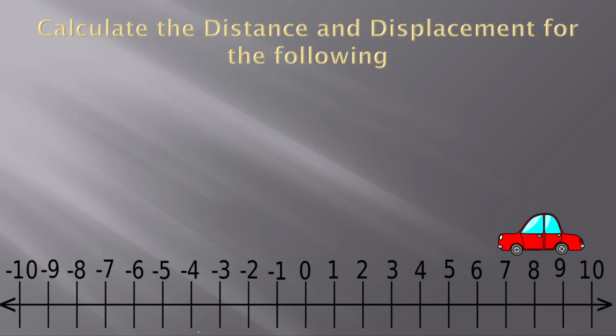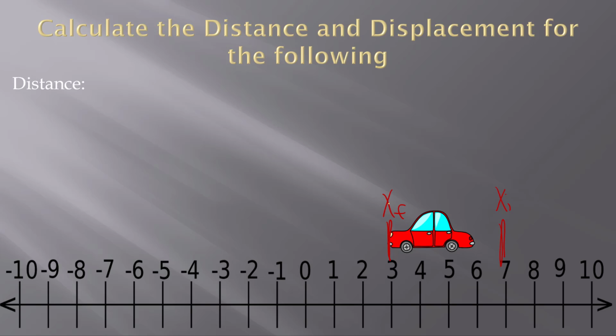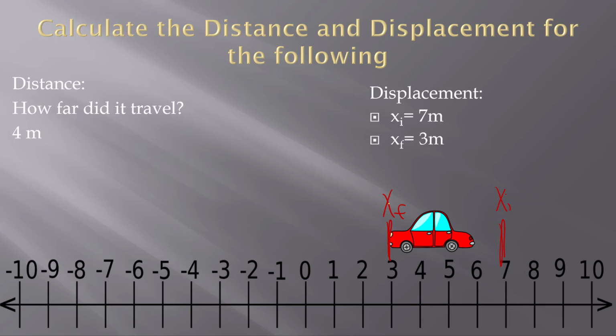Let's try this one. So we've got an initial position over here, and it travels to here. So let's work it out. Distance, well, went from 7 to 3. So it's a 4 meter difference. Simple. Now with the displacement, we look at the starting position and final position. And initially people will say, oh, that's the same thing, 4 meters. Not quite. Because if you look at the equation, it's the final minus the initial. So instead of 7 minus 3, it's 3 minus 7. So it gives you a -4.